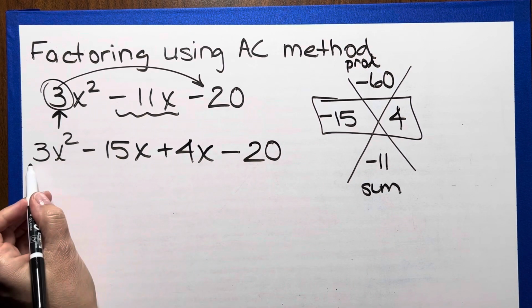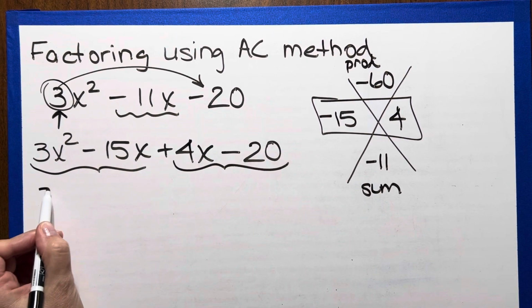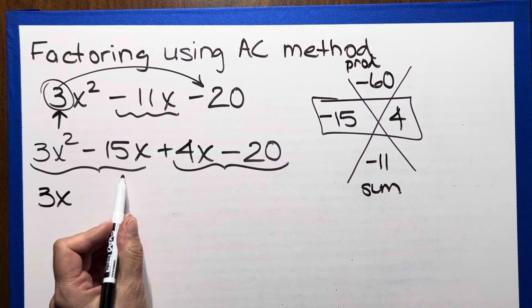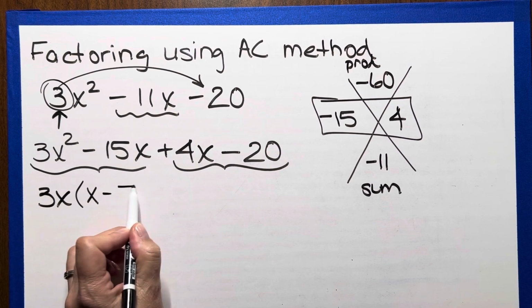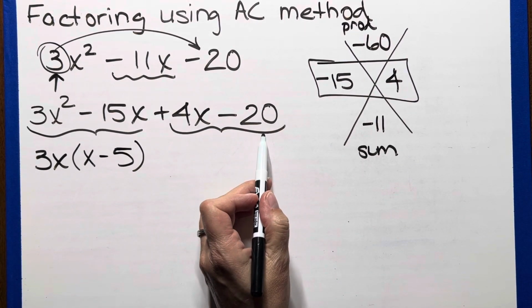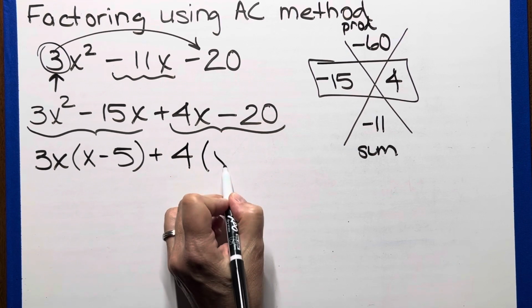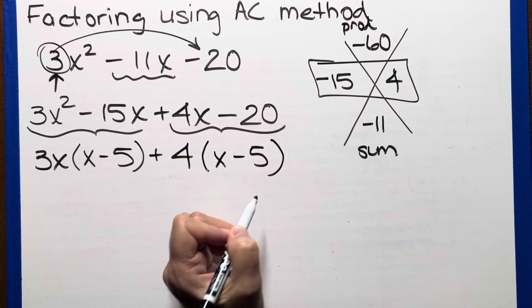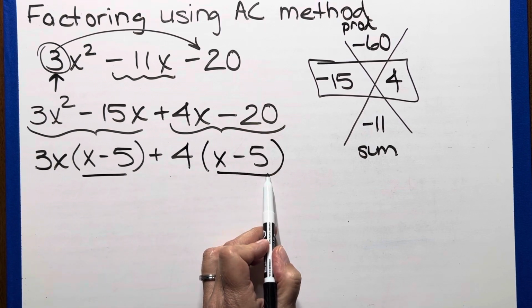Once we get to this point, we're going to use grouping. I'm going to factor out the GCF for the first two terms, which is a 3x, and that leaves me with x minus 5. I'm going to factor out the GCF from the second pair, which is a plus 4, also leaves me with x minus 5. This is what we want to have happen. We want these two parentheses to be the same binomial.